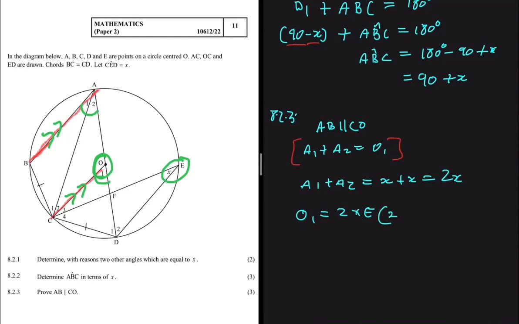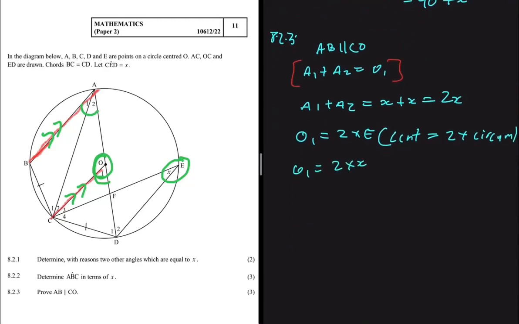So you write that down. We're saying that the angle at the center should be 2 times the angle at the circumference, right? So now we have O1 being equals to 2 multiplied by X. So now A1 plus A2 is indeed equals to O1 because they're all equals to 2X. And then by saying that, we've essentially proved that our line AB is parallel to CO.